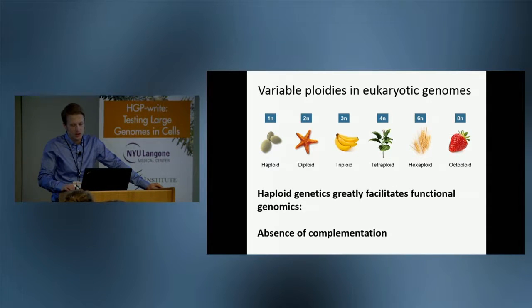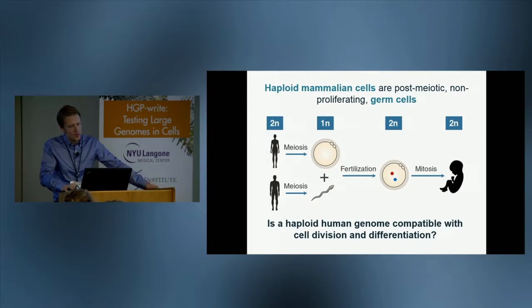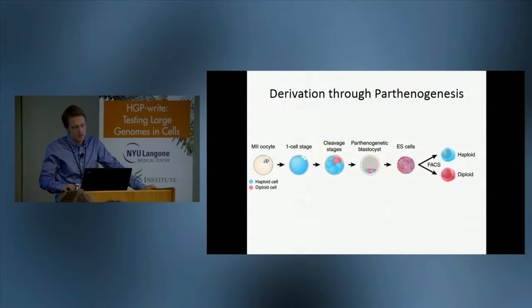be functionally expressed. Haploid cells are usually just in the germ cells, and these cells do not divide. Neither sperm nor eggs make more eggs or sperm. So the question really was, can haploid human genomes divide? And if a cell that is just haploid, can it also differentiate?